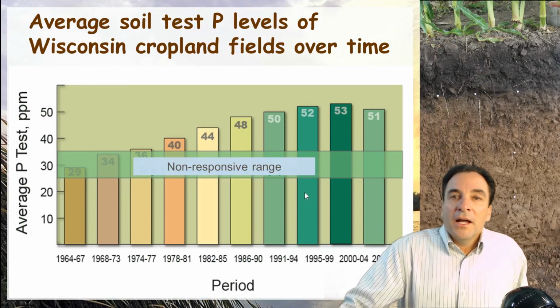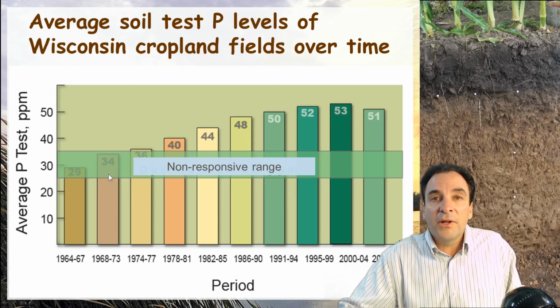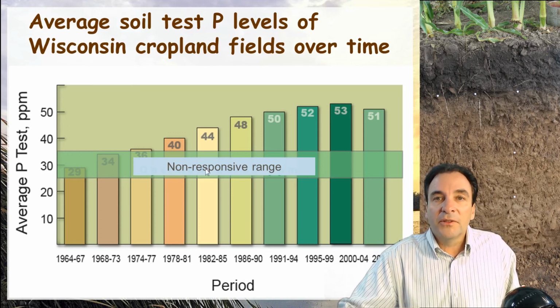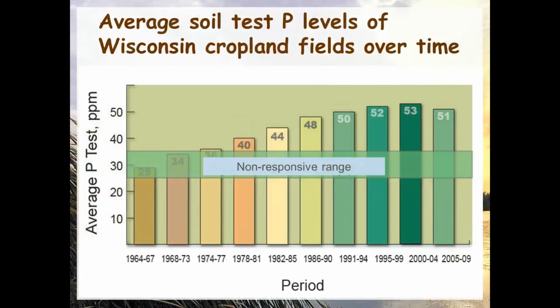This is an example, or an illustration, showing the impact of applying more phosphorus than crop removal or animal removal on farms over time. This is looking at our average soil test phosphorus levels from our cropland fields in Wisconsin over nearly a 50-year period. These are averages from our University of Wisconsin, well, actually from all our Wisconsin soil testing labs. Every 5 years, the UW labs will collect or summarize soil test samples for phosphorus and potassium over the previous 5 years and look at what trends are in the state of Wisconsin.